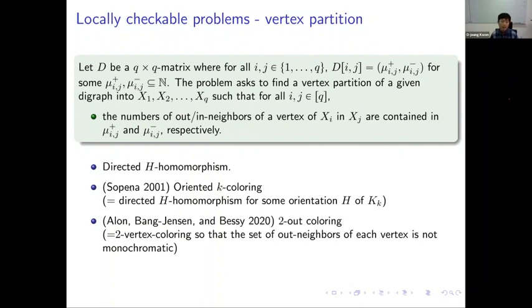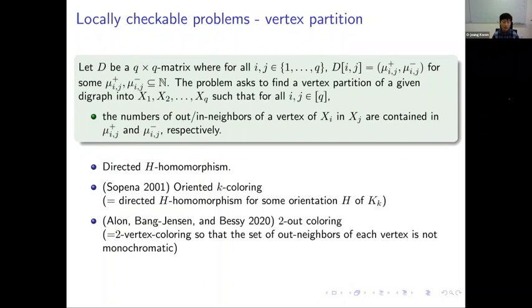And so Sopena defined oriented k-coloring, which can be seen as a directed H-homomorphism for some orientation of a k-clique. Which means that you want to color into k colors so that, in between the colors, there are only one-direction edges from one side to the other. So for solving this problem, we can consider all possible orientations and solve the directed H-homomorphism for each orientation. So we have to run the algorithm for all possible orientations. But anyway, we can do it for fixed k.